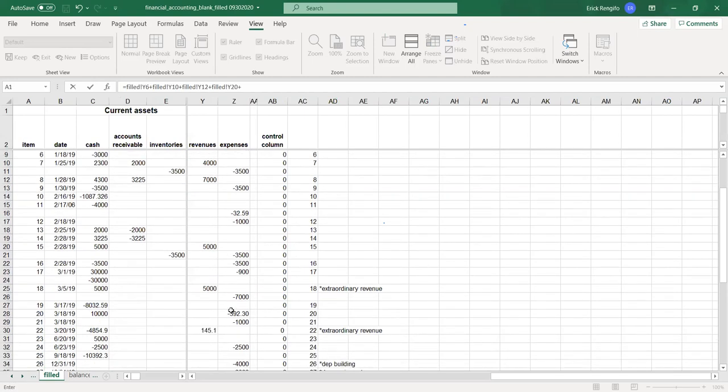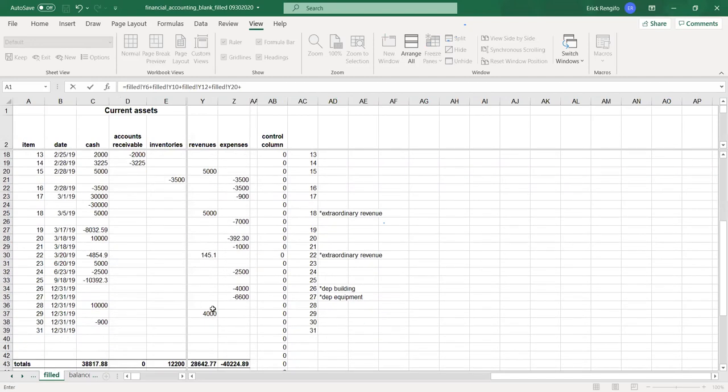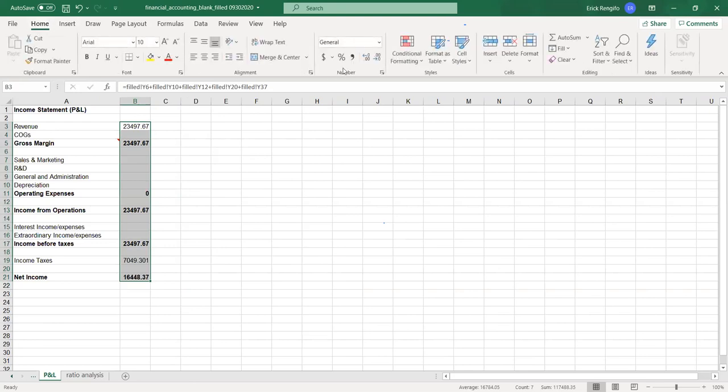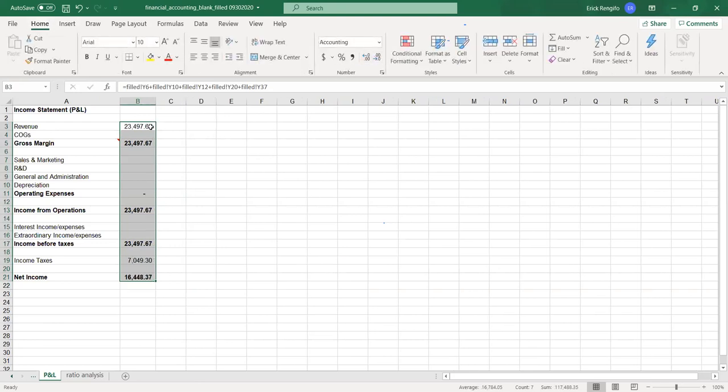So sum everything except transactions 18 and 22 in the revenue side. Okay, so everything except transactions 18 and 22. Enter. So you should have 23,497. You have that? Guys, do you have this one here? 23,497. You must have it because we have the same page. Everyone has the same page.